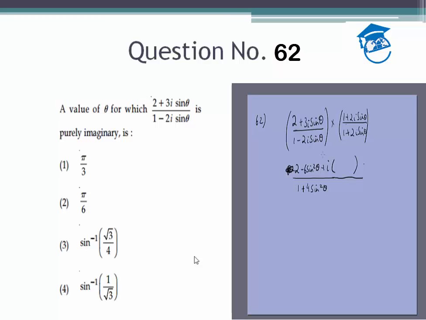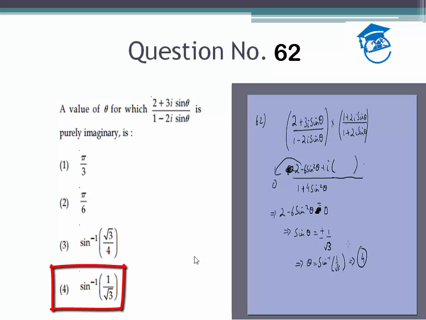Now for this number to be purely imaginary, the real part has to be 0, which means 2 minus 6 sine square theta is equal to 0, which gives me sine theta is equal to plus minus 1 by root 3. So one possible answer obviously is theta is equal to sine inverse of 1 by root 3, which gives me option 4 as the answer.